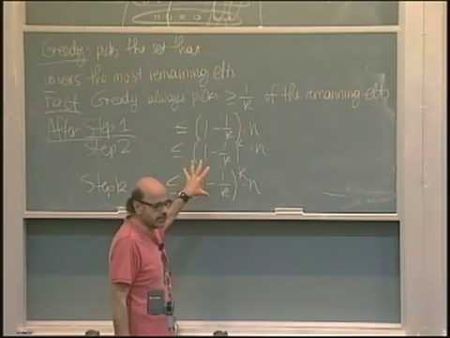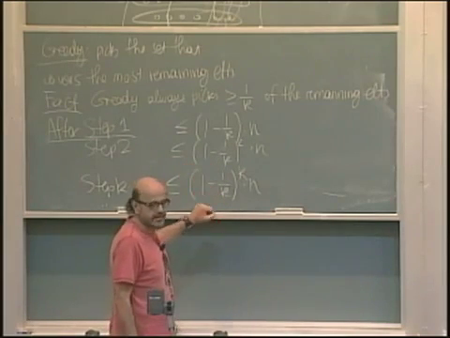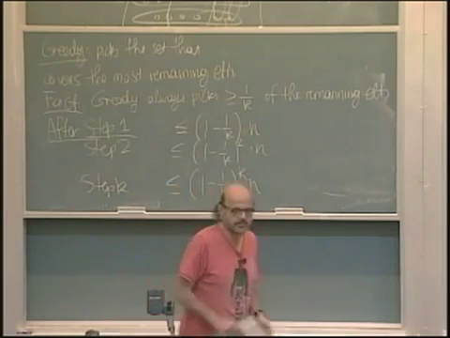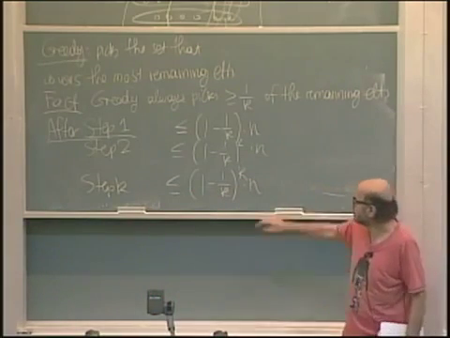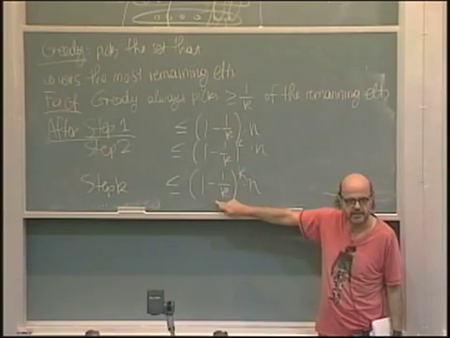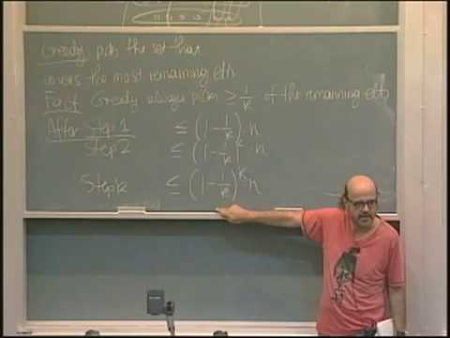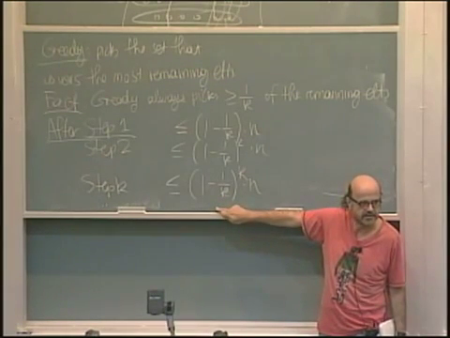Right? This is a lot. The question is, anybody knows how small is this? What is this? This is a number. What number is it? It's 37%.